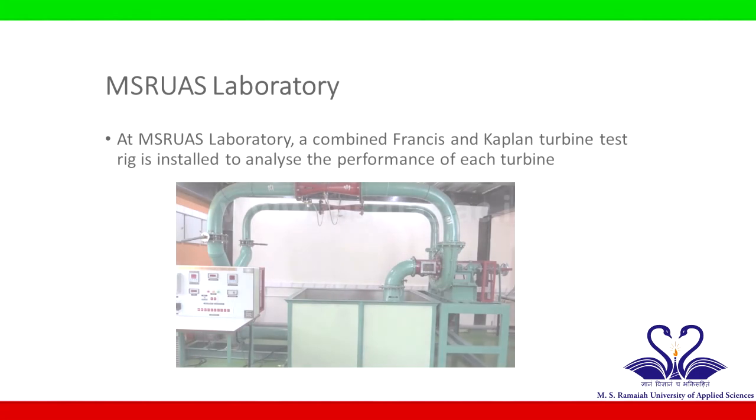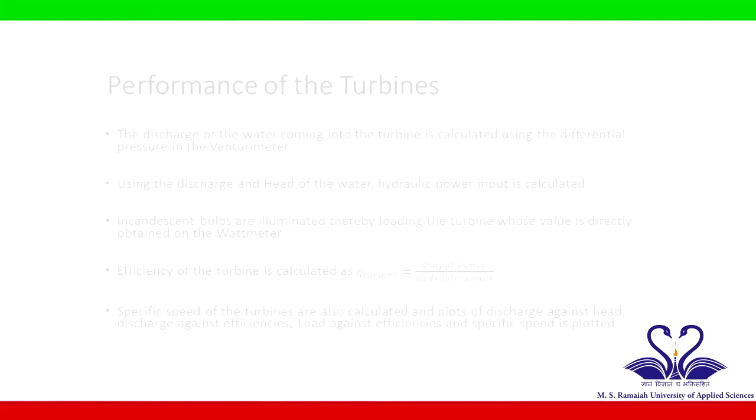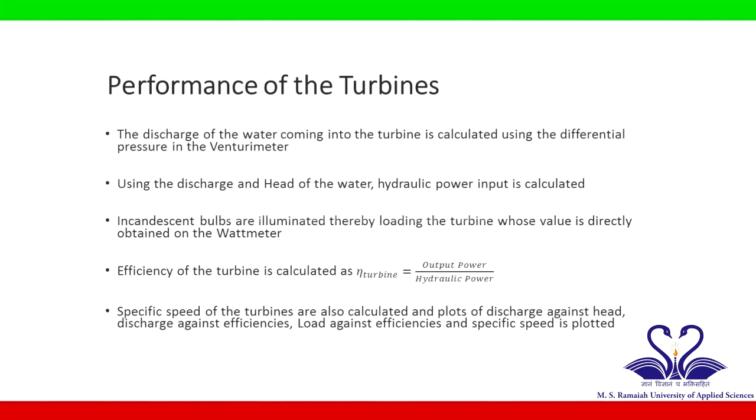At MSR UAS laboratory, a combined Francis and Kaplan turbine test rig is installed to analyze the performance of each turbine. The discharge of the water coming into the turbine is calculated using the differential pressure in the venturi meter. Using the discharge and head of the water, hydraulic power input is calculated.